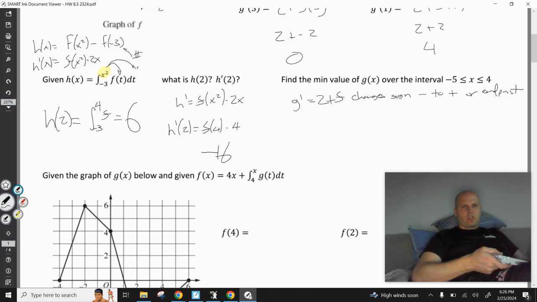Okay, so really my only two candidates are my endpoints, G of negative 5 and G of 4.